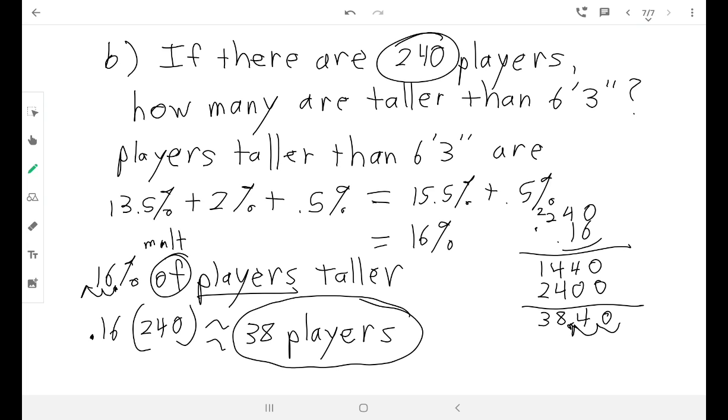Now, you're going to see, if you pay close attention to what's going on in the world right now, you are going to see these same things happening. Okay? So, that is normal distributions.